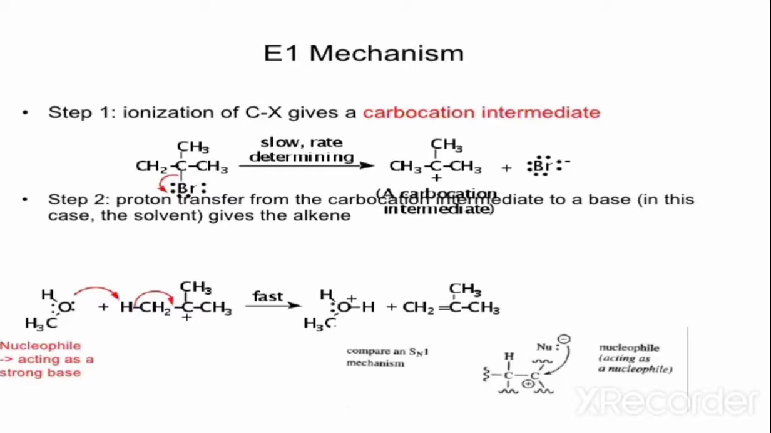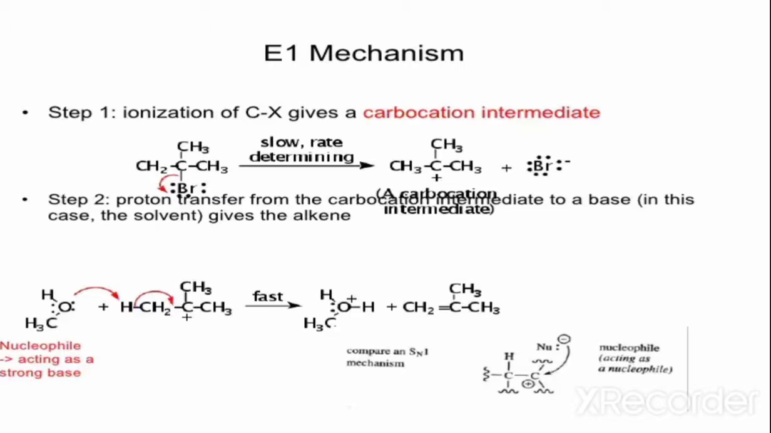In the first step, ionization of the carbon and halogen bond gives a carbocation intermediate. The bromine or halogen will leave, and as a result the carbocation intermediate forms. This carbocation intermediate has a positive charge, and the bromine that leaves has a negative charge, because bromine takes electrons from the alkyl group, and the alkyl group has a deficiency of electrons.